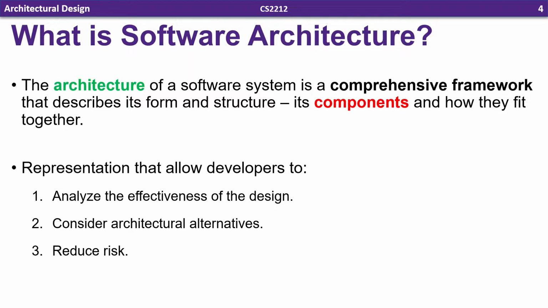So what is software architecture exactly? Well, our textbook definition is that the architecture of a software system is a comprehensive framework that describes its form and its structure, its components, and how they all fit together. The idea here is to create high-level representations that describe the components in the system and the interfaces they'll provide to allow communication with other components. These representations allow developers to analyze the effectiveness of the design in meeting its stated requirements, to consider what architecture alternatives are at the stage where making design changes is still relatively easy, and reduce the risks associated with the construction of the software.